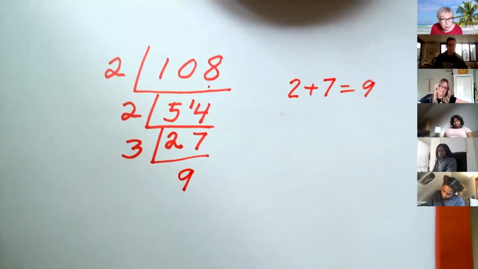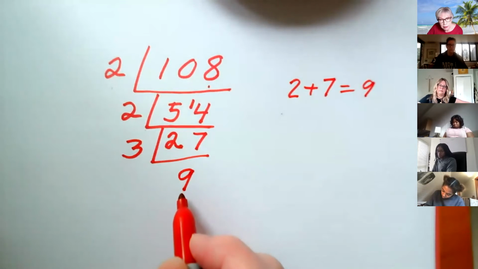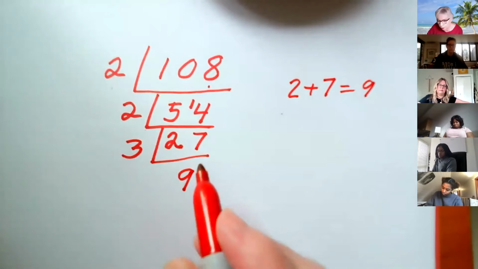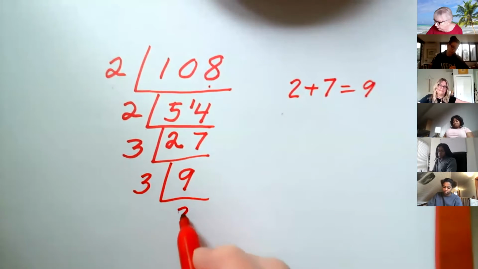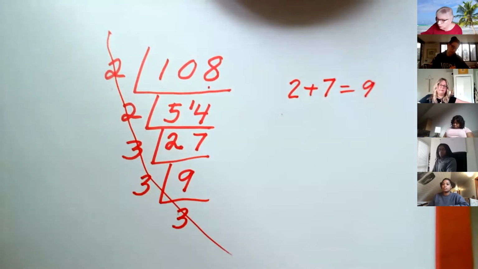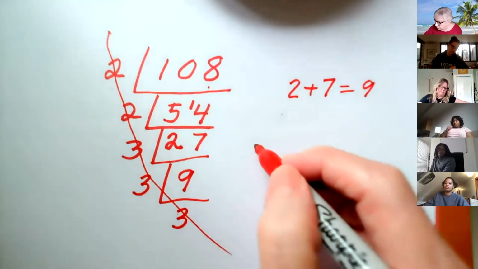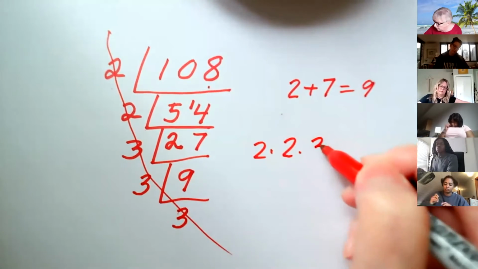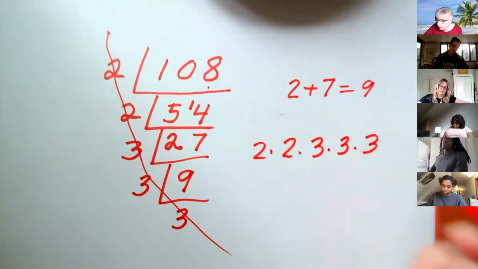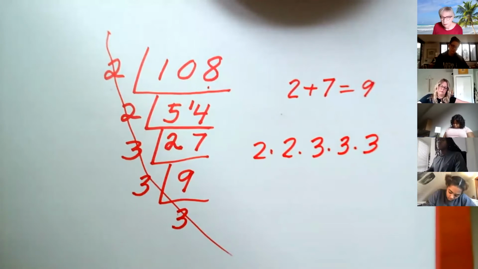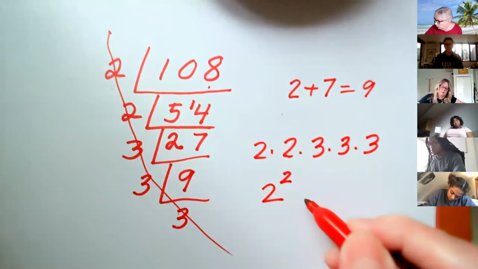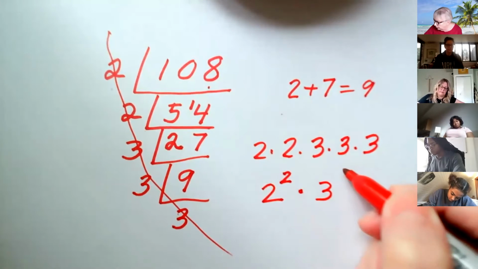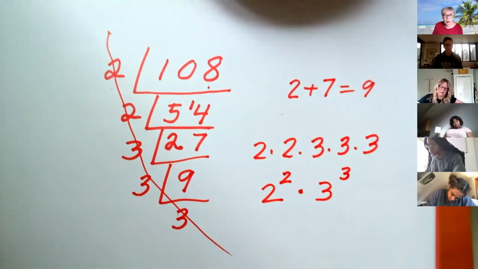Well, this problem has one more step because 9 is not prime. You remember your list, 9 is not on it. But now you know the result. 3 into 9 is 3. So your answer is here. So it's 2 times 2, and then 3 3s. And the alternate way to write it would be 2 to the second power multiplied by 3 to the third power. Is that okay?